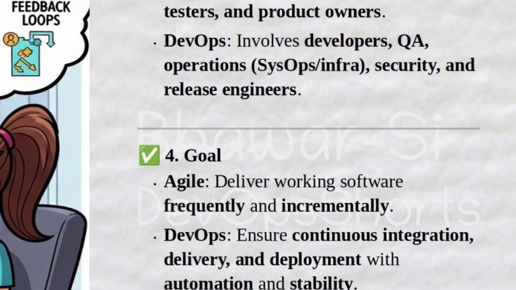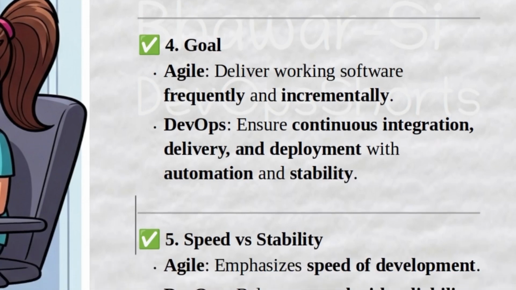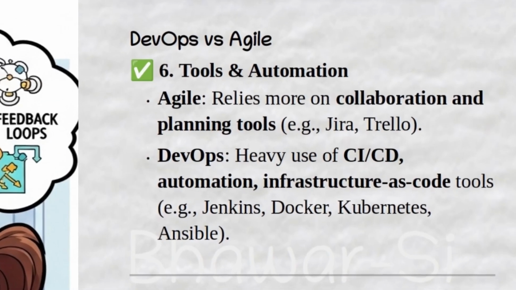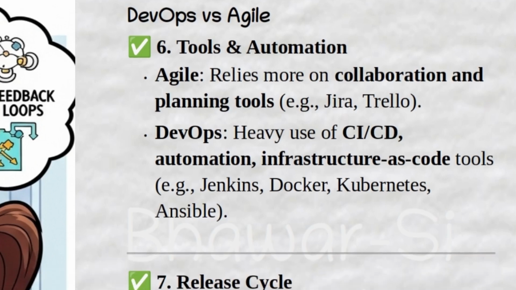4. Goal. In Agile, working software is delivered frequently and incrementally, whereas in DevOps, continuous integration, delivery, and deployment with automation and stability is achieved. 5. Speed versus stability. In Agile, speed of development is emphasized, whereas in DevOps, speed is balanced with reliability and uptime. 6. Tools and automation. Agile relies more on collaboration and planning tools like Jira and Trello, whereas DevOps uses CI/CD, automation, and infrastructure as code tools like Jenkins, Docker, Kubernetes, and Ansible.